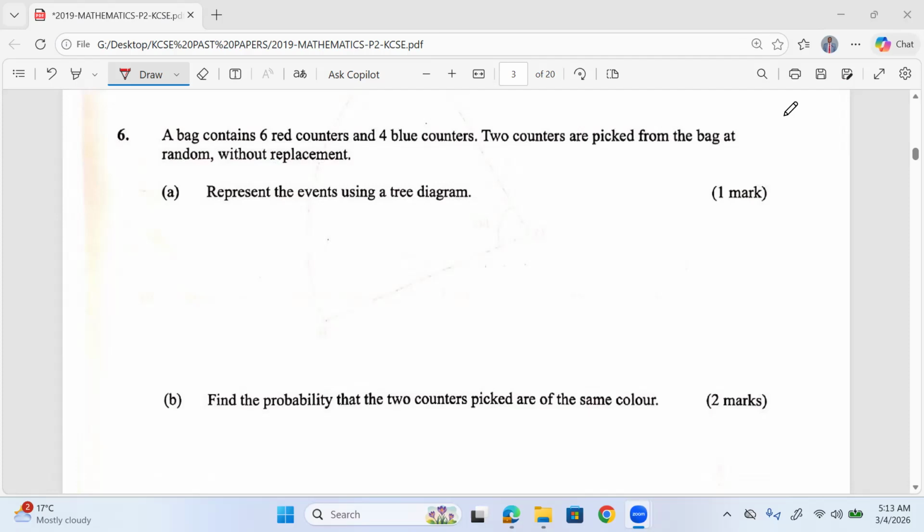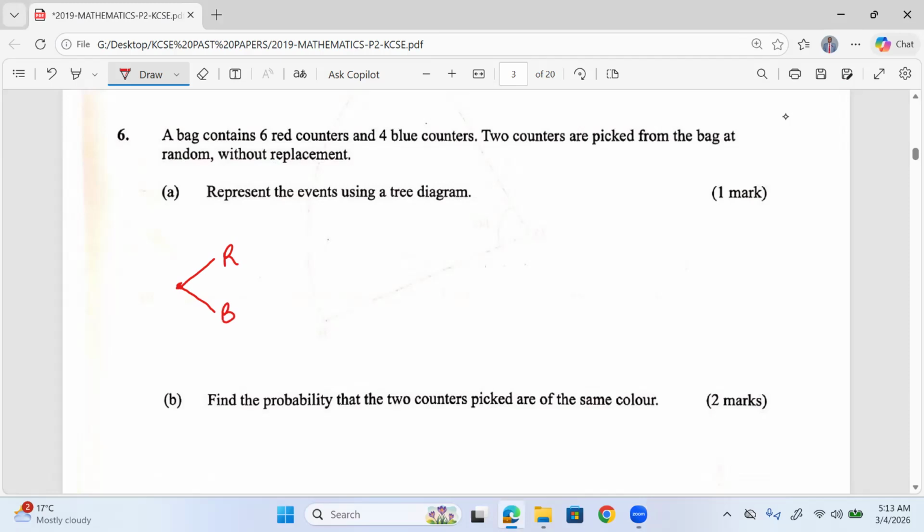So let's check the first thing which is happening. We are picking 2 counters, and it's good for you to know that each is picked at a time. So in the first picking, we have only 2 options. So the tree diagram shall have 2 initial branches, red and blue.